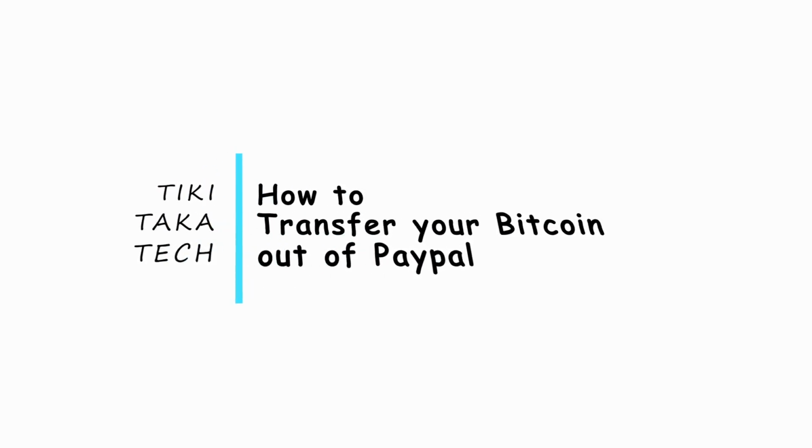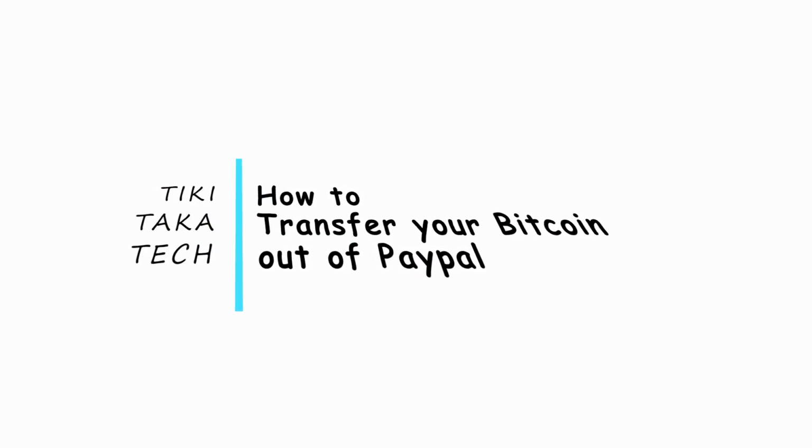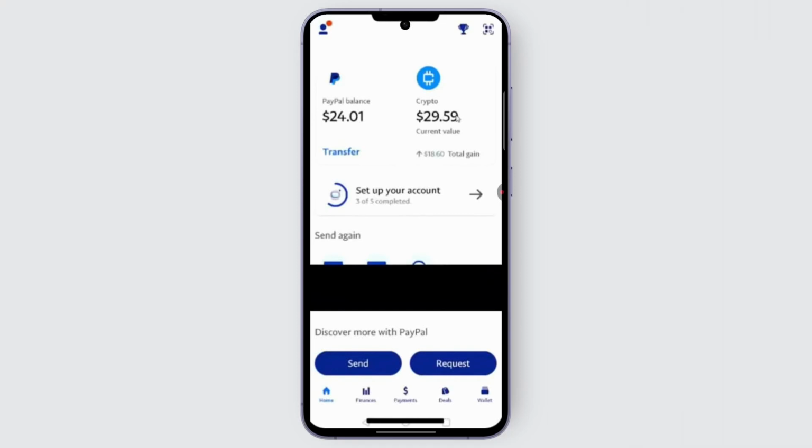How to transfer your Bitcoin out of People to another wallet. To transfer Bitcoin out of People, you may follow these steps. So, launch the People app on your mobile device first, and you will be finding this interface.